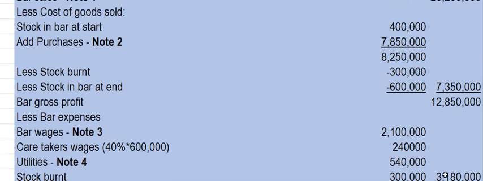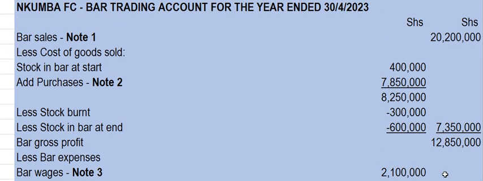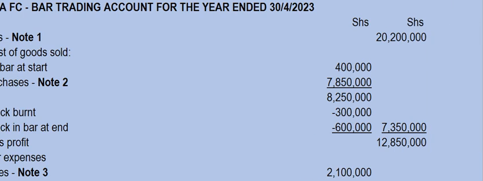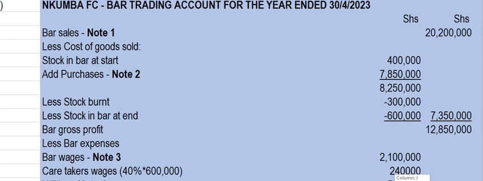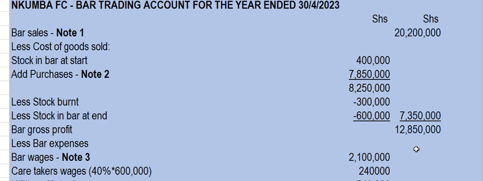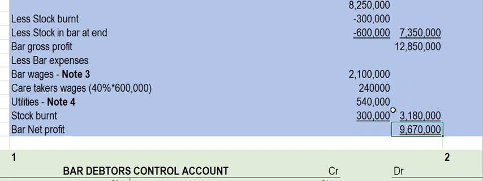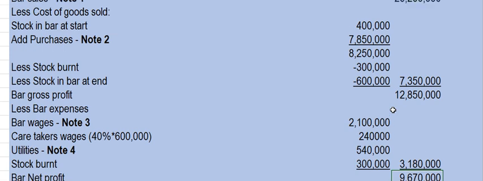So that is your Kumba Football Club bar trading account at the end of 30th April 2023. So that is the bar trading account as you can see. The net profit is 9,670,000.